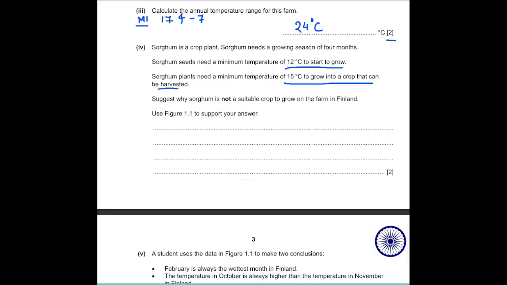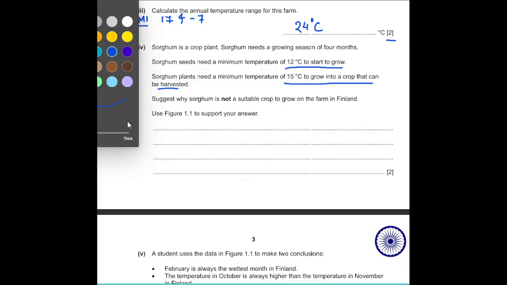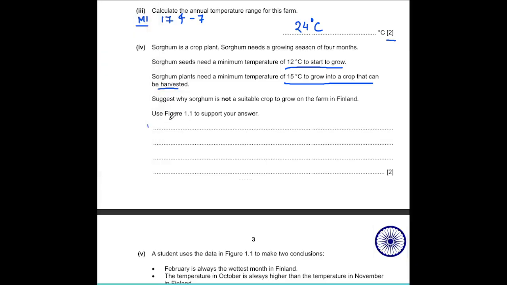Okay, I think I should reduce the thickness. Right, now the first point is here: seeds would only start growing from June to August month.